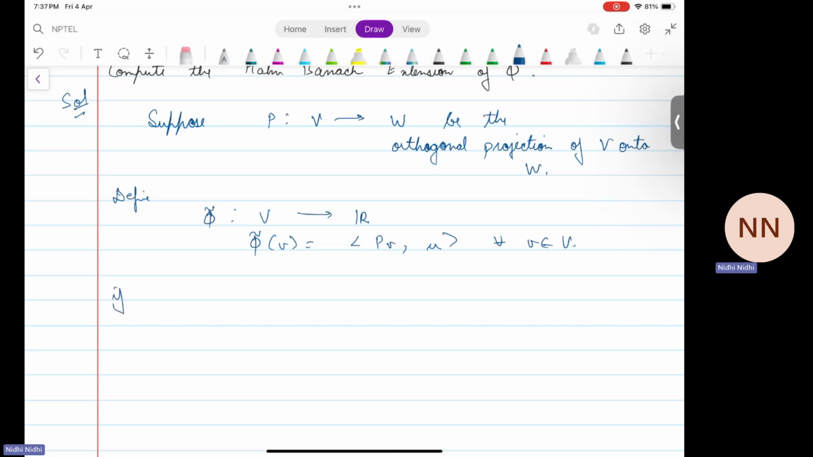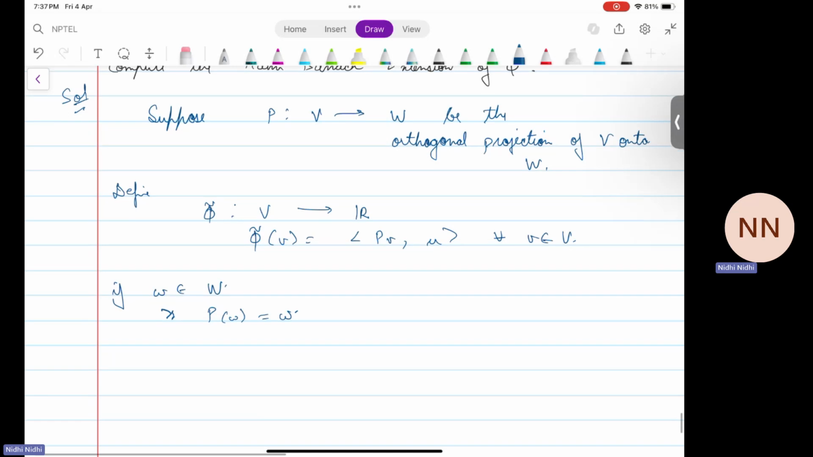Now, if w belongs to W, in that case, obviously Pw will be w because it's in W itself. Its orthogonal projection is itself. And phi tilde of w is the inner product of w with u, which is by definition equal to phi of w. Obviously, phi tilde is a bounded linear functional because Pv is again an element of W, which is in V itself. So this phi tilde restricted to W is equal to phi.